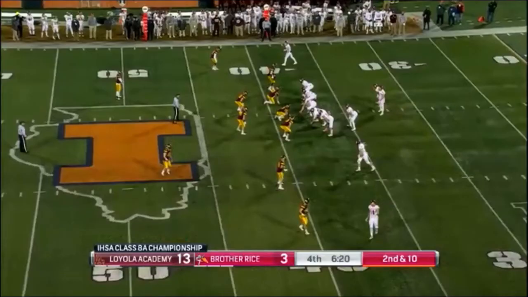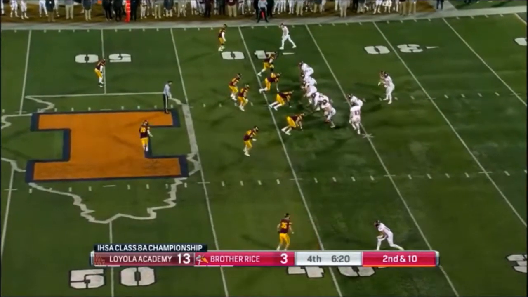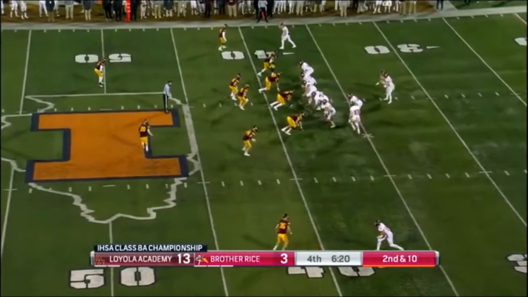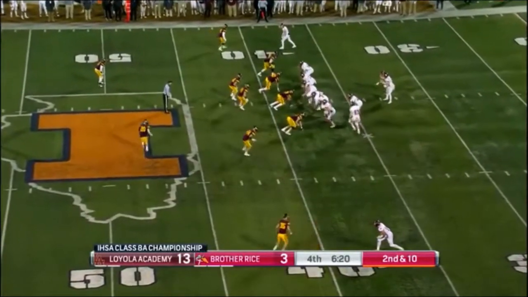This play is a double shift by the offense. We see that the wide receiver is still moving when the slot back goes in motion. This is a foul at the snap, as both players could have reset for 1 full second prior to the snap.